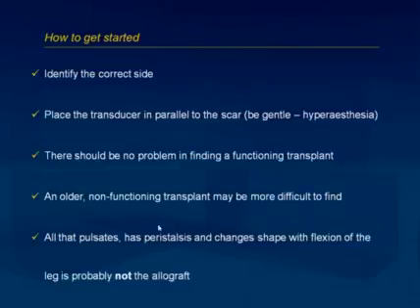All that pulsates, all that has peristalsis, and all that changes shape with flexion of the leg is probably not the allograft. So that will allow you to differentiate between the transplant, the old non-functioning transplant, and, for example, bowel or muscle. Using these rules, it's usually possible to find even an older non-functioning transplant, although after years of returning to dialysis, that may be a challenge and something for the more experienced ultrasound wizard.